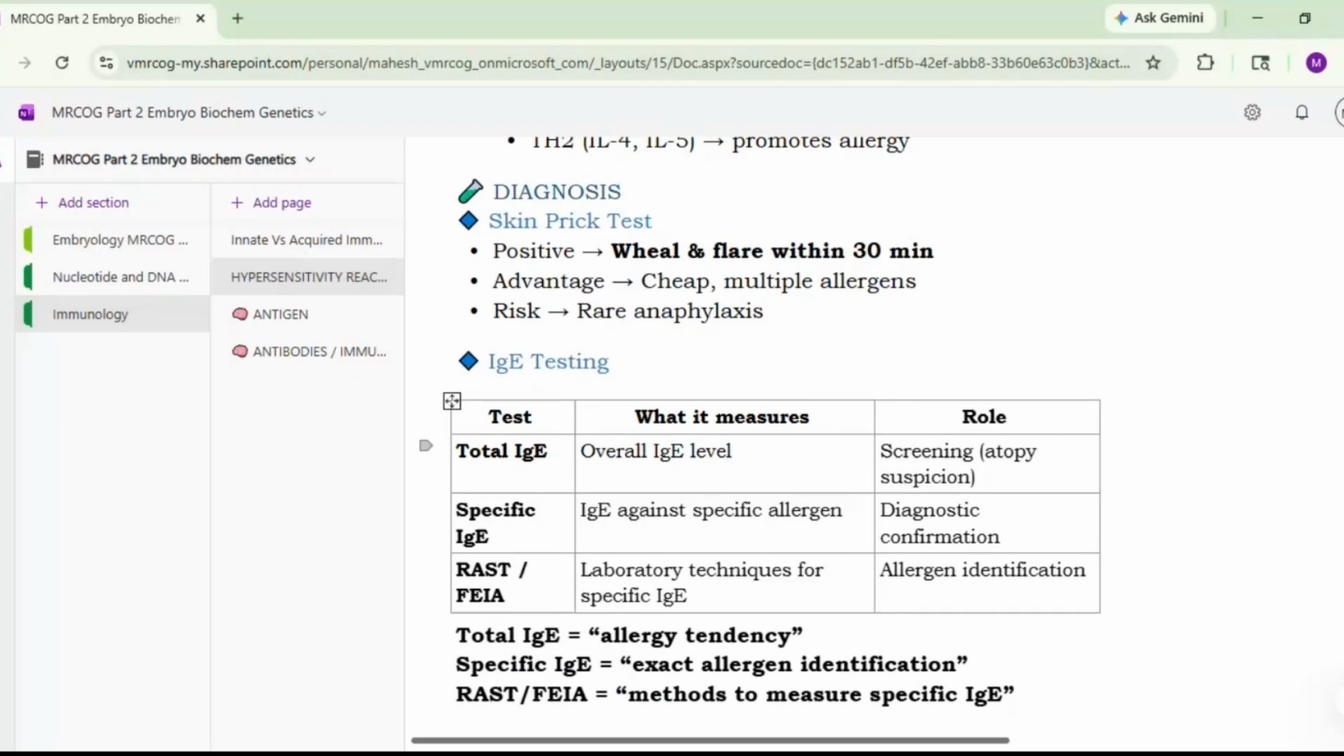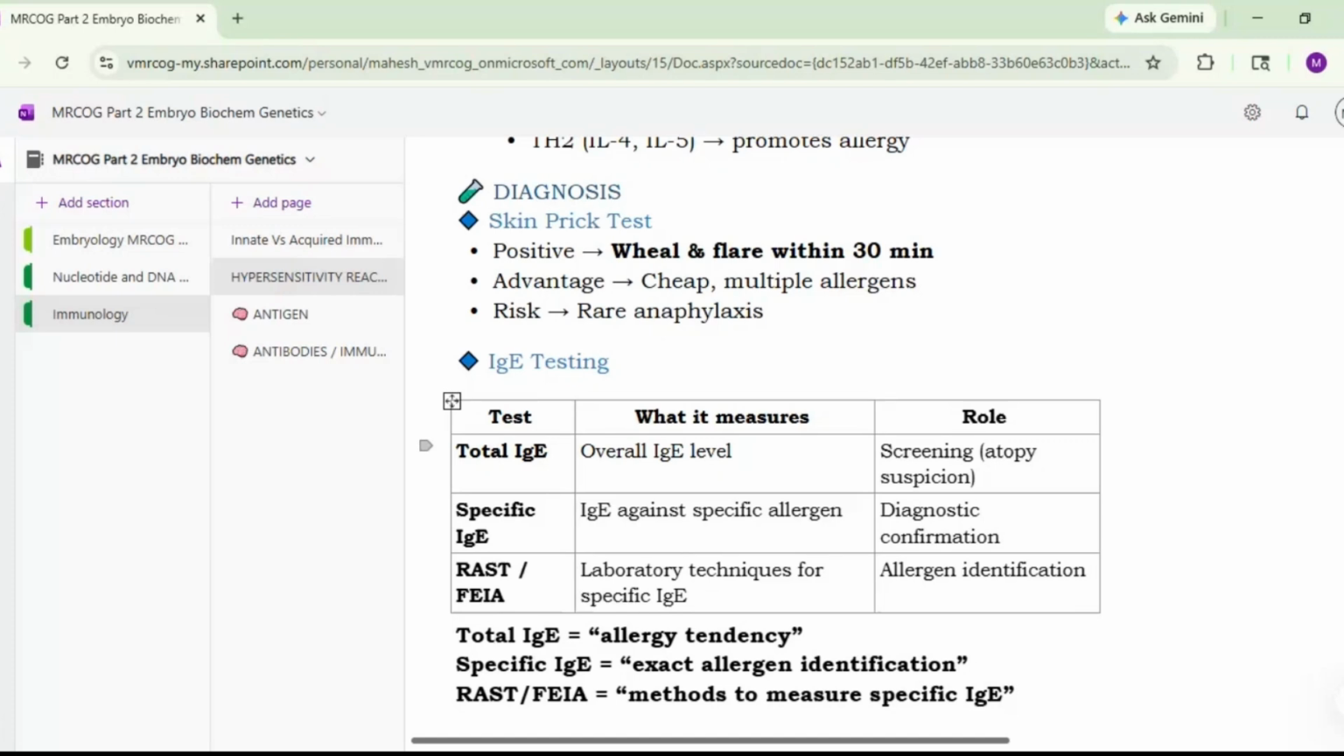Okay. Now IgE testing. You can check total IgE, you can check specific IgE against a specific allergen, or you can use radioactive and fluorescent enzyme immunoassays, that is RAST and FEIA. FEIA is the fluorescent enzyme immunoassay. So these are the lab techniques for specific IgE.